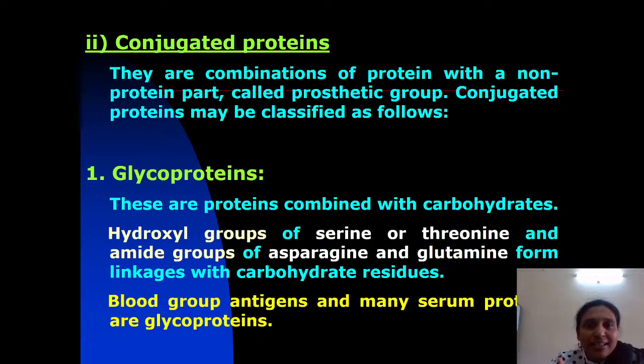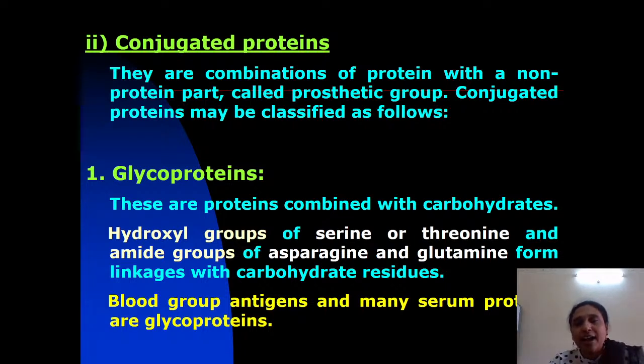Okay, glycoprotein is a conjugated protein. What do you mean by conjugated protein? Protein part along with the non-protein part. And glycoprotein is a combination of protein with carbohydrate. Now name the prosthetic group which is present in the glycoprotein. The prosthetic group in the glycoprotein is a carbohydrate, right? So carbohydrate is the non-protein part.